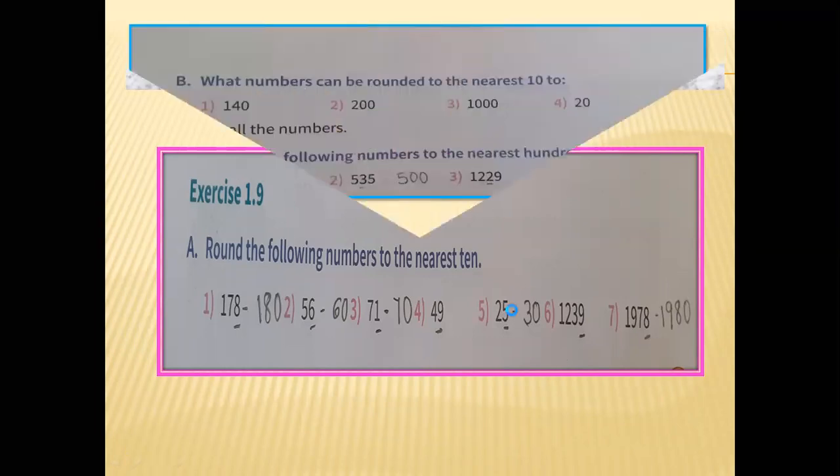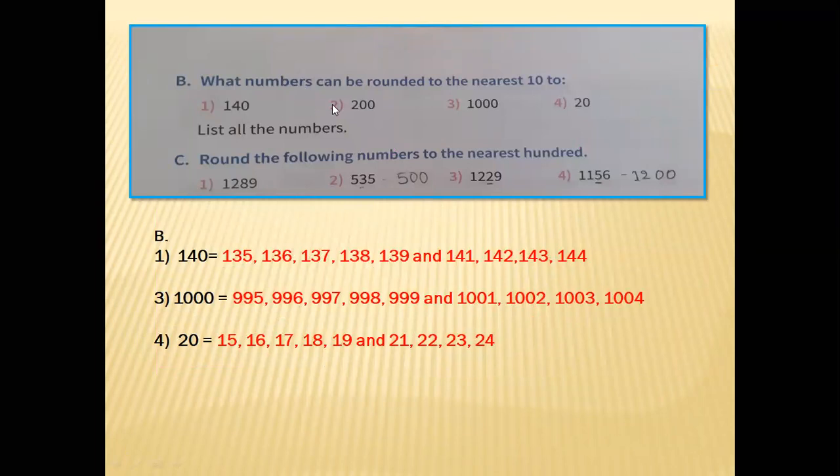Okay. Next, B main. What numbers can be rounded to the nearest 10 to? List all the numbers. See here, first one, 140, right? From which number is it nearest to 140? See, from 135 to 144. These numbers are nearest to 140. If 134 is there, means it is nearest to 140?